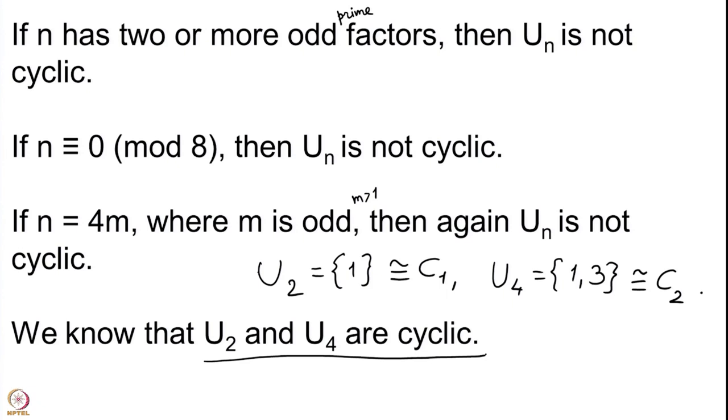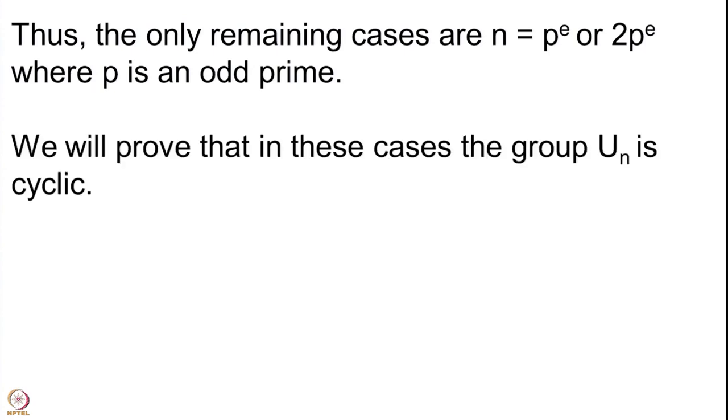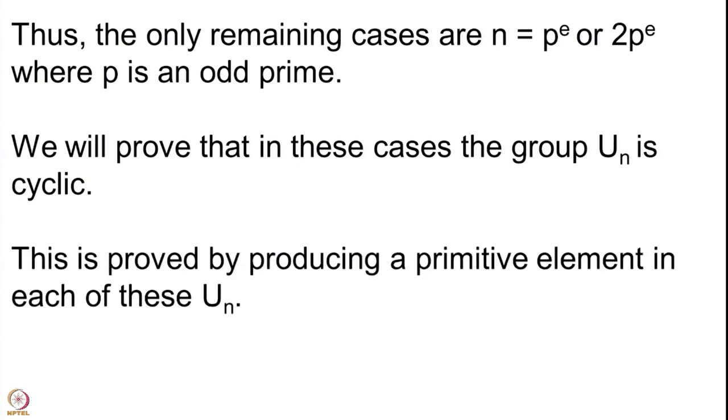So the only remaining cases now are where you have 2 divides the number n, no higher power of 2 divides n, and the only other prime factor is a single odd prime. So the only remaining cases are n equal to p^e or 2 times p^e. And what we are now going to show is that in both these cases, the groups U_n are cyclic. And this is going to be done by producing a primitive element in each of these U_n. So primitive element, just to recall, is an element whose order is exactly equal to phi(n). This is what we are going to do. We will produce a primitive element in each of these U_n.